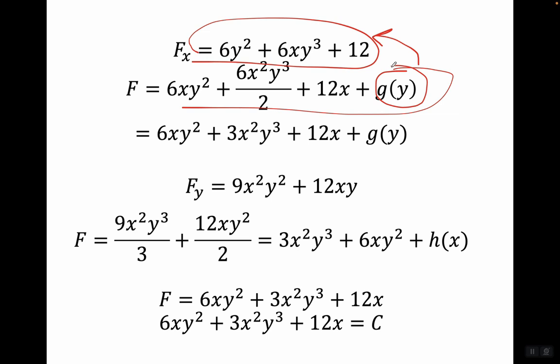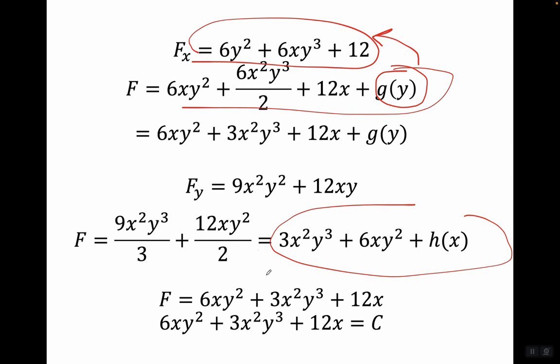f_y, on the other hand, is 9x²y² + 12xy. Integrate with respect to y, and we get 9x²y³/3 + 12xy²/2. In other words, it's 3x²y³ + 6xy² plus possibly some function of x, because when we differentiate this with respect to y, that function of x is just going to go away.